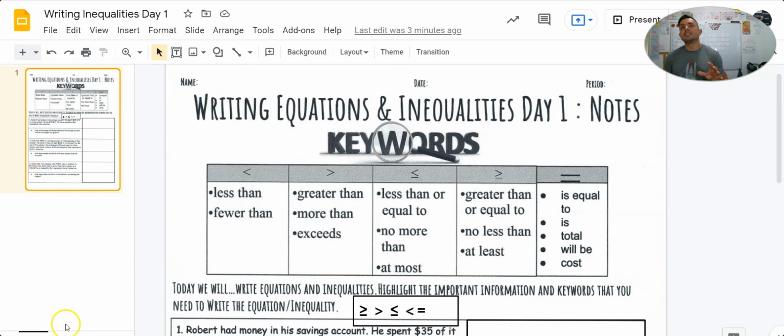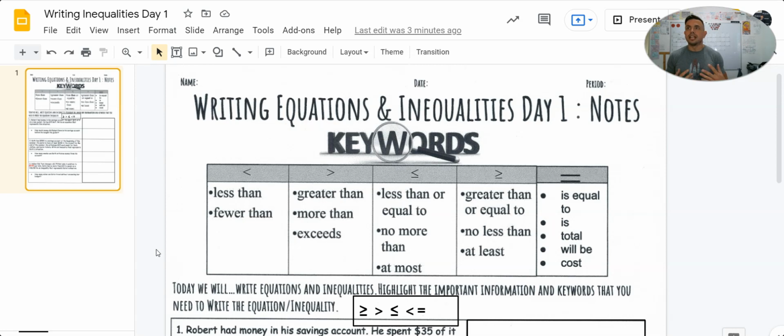So in the beginning of our notes on the top here, you see we have a little table of keywords associated with each of the inequality symbols as well as the equal sign. We have the less than symbol, pronounced less than, and sometimes associated with the phrase fewer than. Greater than symbol, which is also associated with more than or the word exceeds. Less than or equal to, which could also be related to no more than or at most. Greater than or equal to is also associated with no less than or at least. And then we have the equal sign.